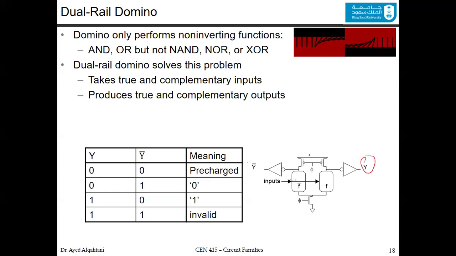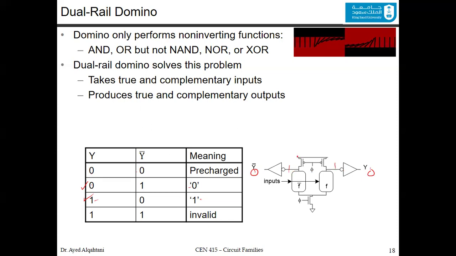This way, you have both the function and the function bar. And this is a simple table to show you all the different possibilities. Y and Y bar could be the normal way, which is 0 or 1, 1 or 0, which means here that the value is 0 at the Y, and the value is 1 at Y bar. If you have 0 and 0, it means that before the inverter, you have 1 and 1.